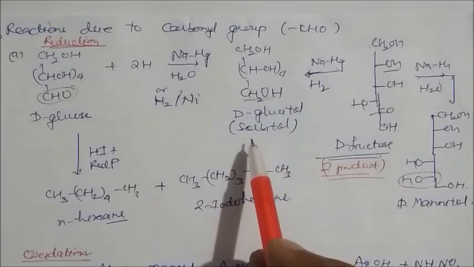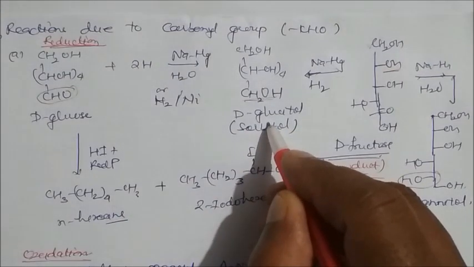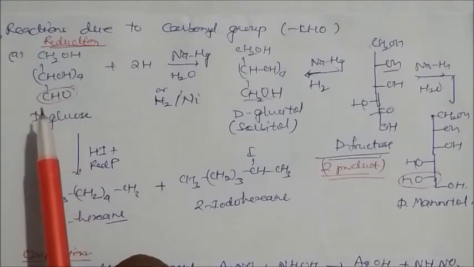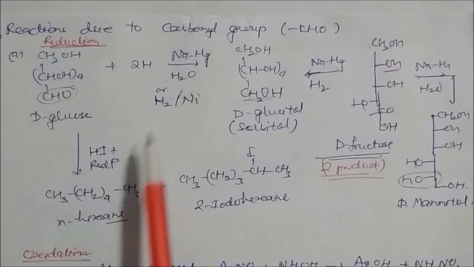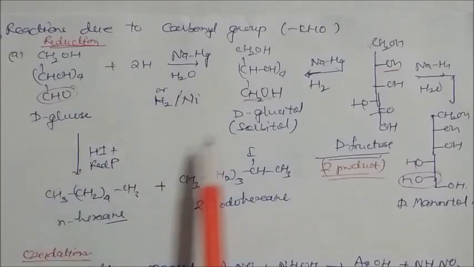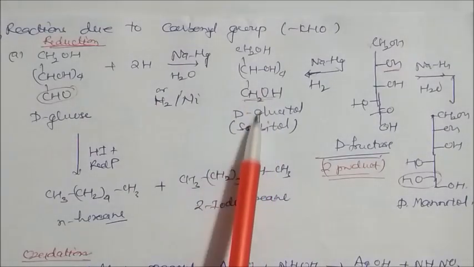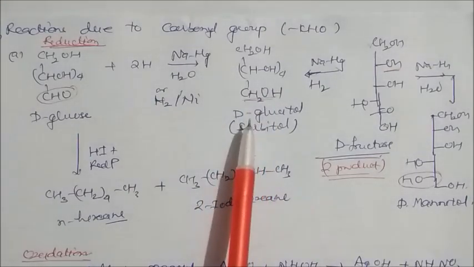That is also called sorbitol. Sorbitol means the aldehyde group is hydrogenated, or reduced, by sodium amalgam. Reduction will take place and convert it to alcohol. The same compound, sorbitol, is also obtained from D-fructose.